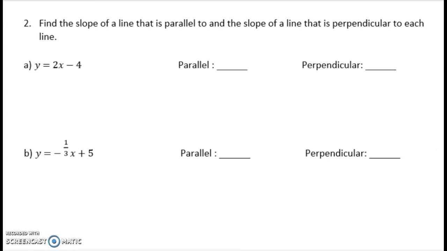Okay, find the slope of a line that is parallel to and the slope of a line that is perpendicular to each line. So this one right here is kind of fun. What I'm going to do though is pause and play this on the last video because we might run out of time. So just one sec.